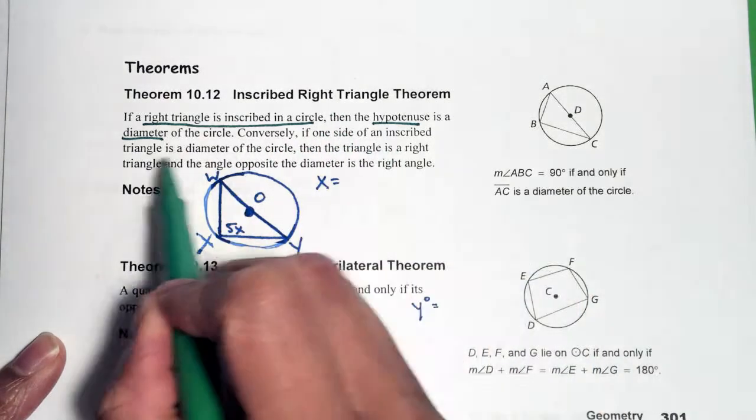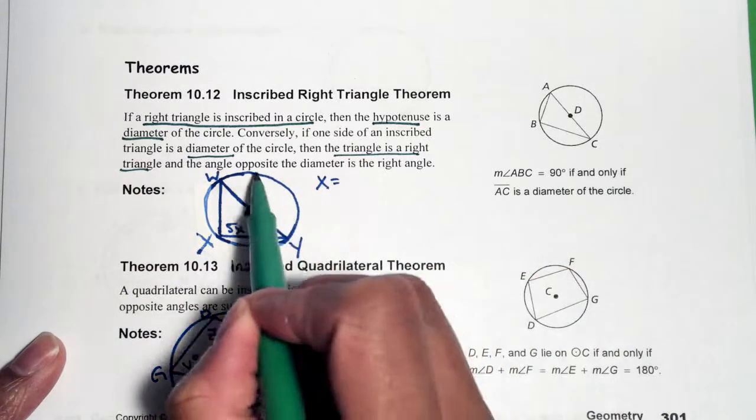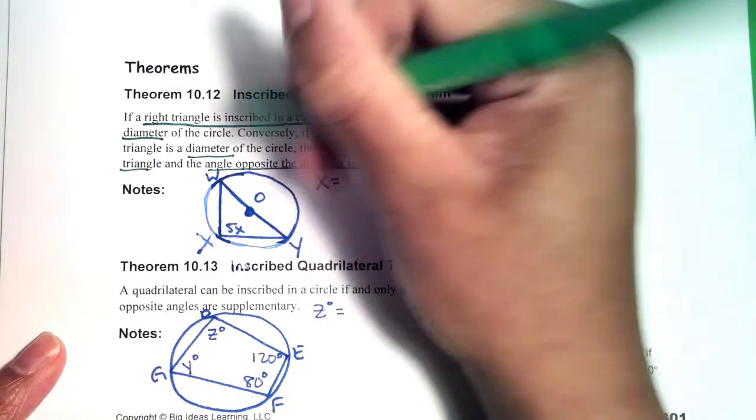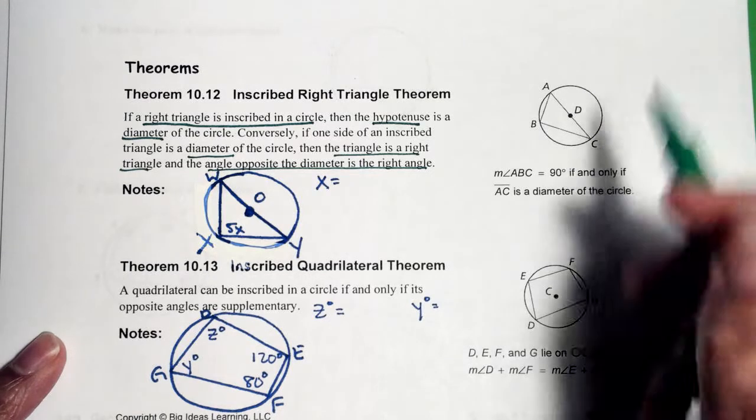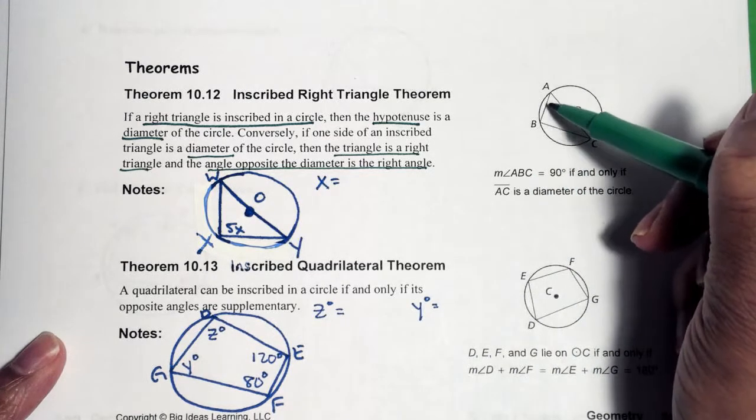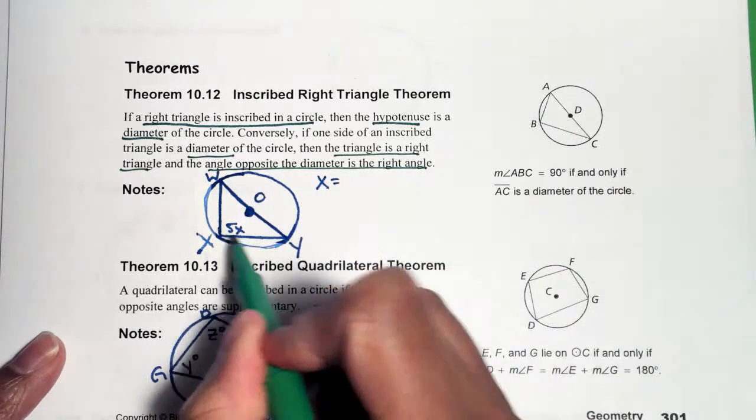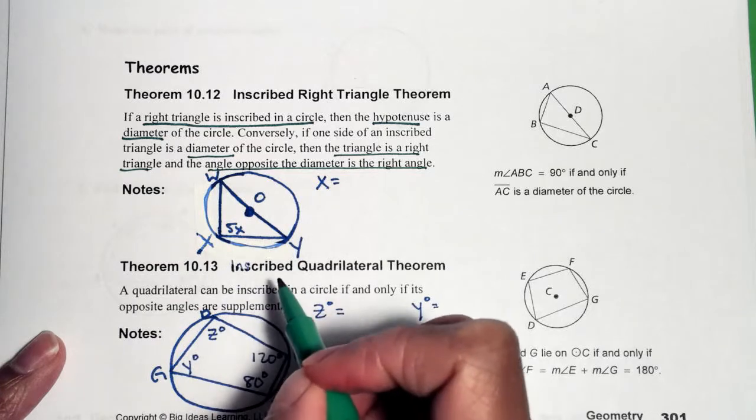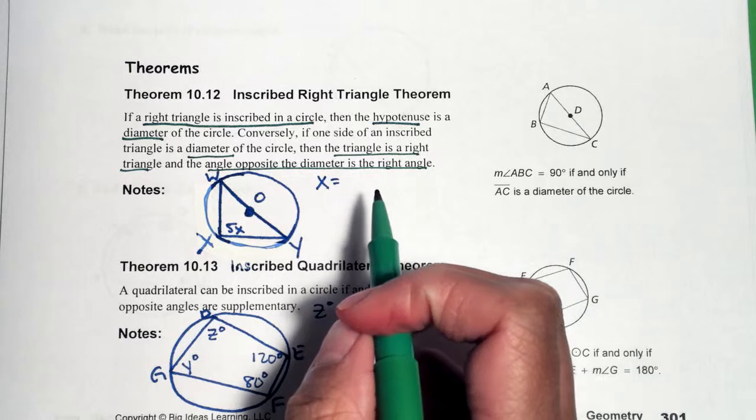Conversely, if one side of the triangle is the diameter of the circle, then the triangle is a right triangle, and the angle opposite is a right angle. So, note the hypotenuse here on this given example and here is a diameter, and so that means that if we were to make two chords from one part to the next, we create a right triangle.